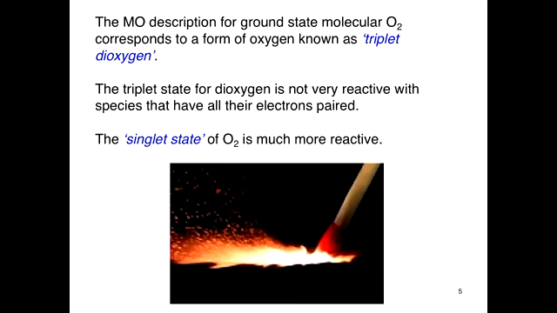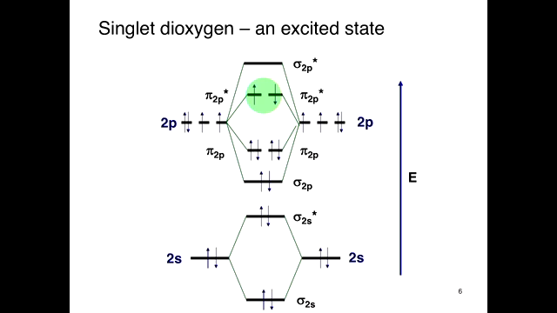So, the MO description for ground state O2 says it's a triplet dioxygen. The triplet state for the oxygen is not very reactive. The singlet state is much more reactive. What's the singlet state? Well, that's an excited state where we have the two electrons in the pi 2p star orbital, but instead of being parallel, they're anti-parallel, one up and one down, and that is a lot more reactive.